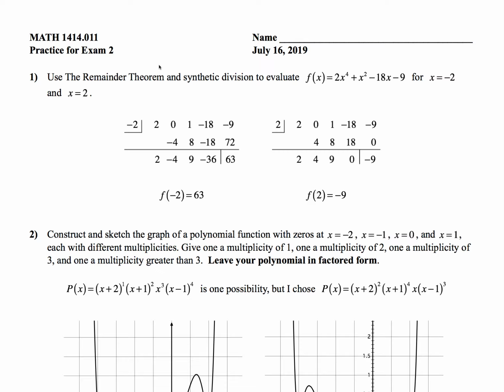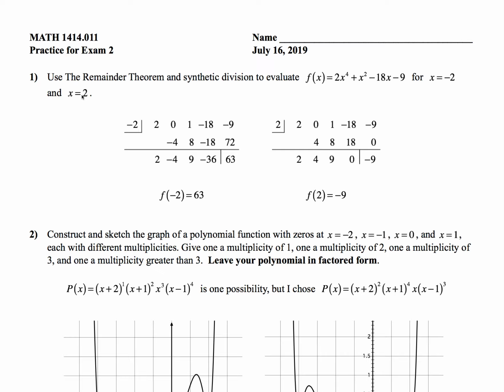Here's the first video reviewing the second exam. We start with the first question, naturally, and we're using a combination of the remainder theorem and synthetic division to evaluate this polynomial for x is equal to -2 and x is equal to 2.